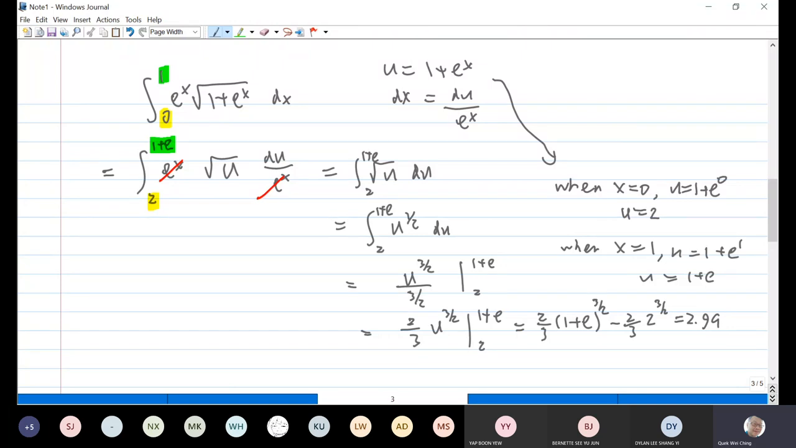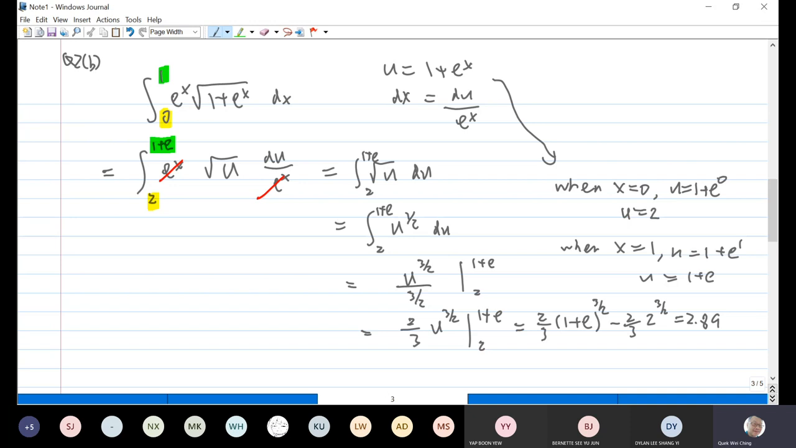Yeah, 2.89. I don't know what happened; I got something like 2.99. So 2.89 is correct. After pressing the calculator carefully, 2.89. So this is question 2B.